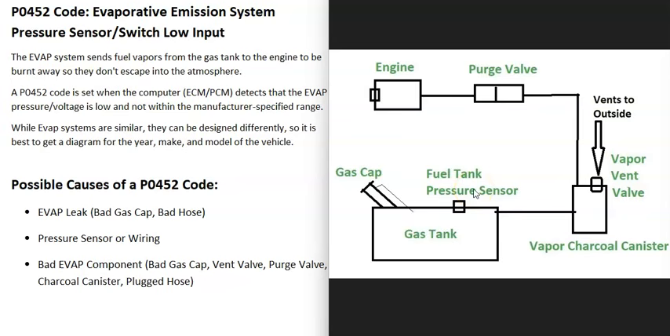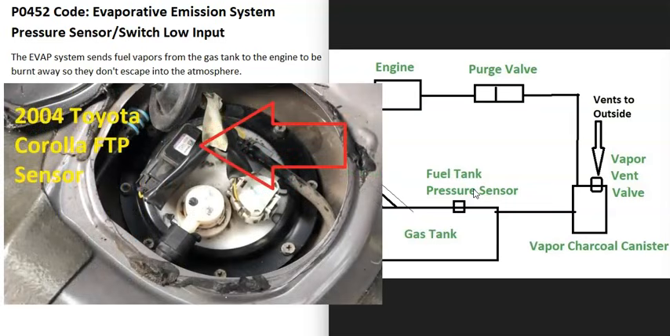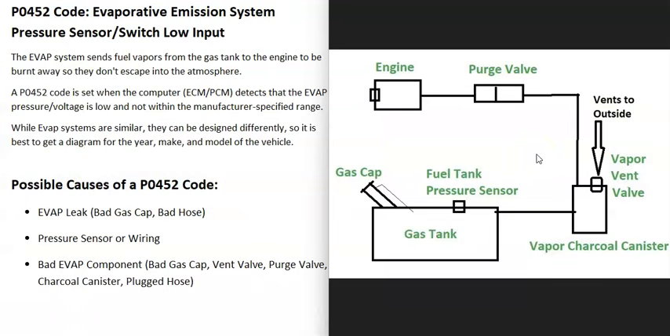And located inside the system is going to be a pressure sensor. Sometimes it's called like a fuel tank pressure sensor or Evap pressure sensor. But located inside the system somewhere is going to be this pressure sensor that's just reporting back to the computer what's going on inside the Evap system. And when you get this P0452 code, the computer is seeing some kind of problem with this fuel tank pressure sensor. And so it's going to be troubleshooted to know why.